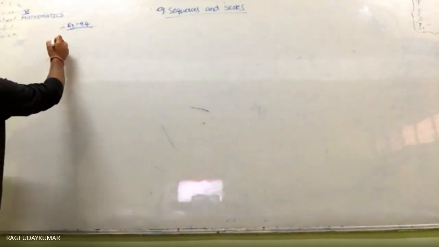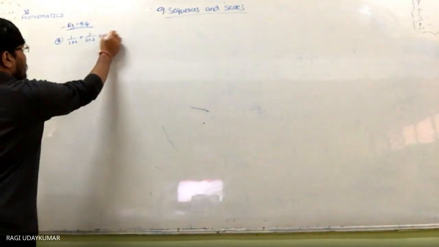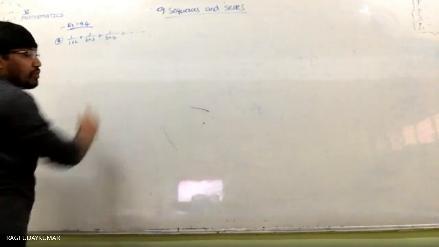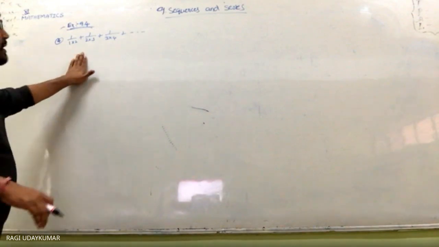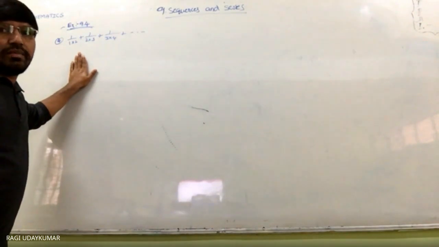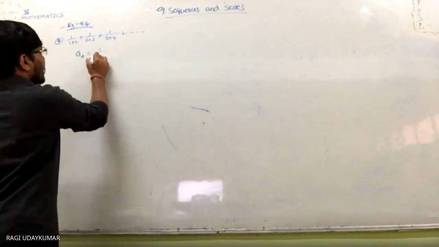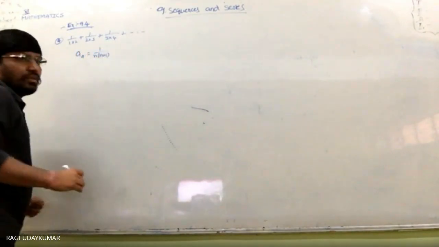So the question is given to you: 1 by 1 into 2 plus 1 by 2 into 3 plus 1 by 3 into 4 plus and so on. This is the question given to you. In this, whenever you observe and find the nth term, you are going to get a_n is equal to 1 by n into (n plus 1).